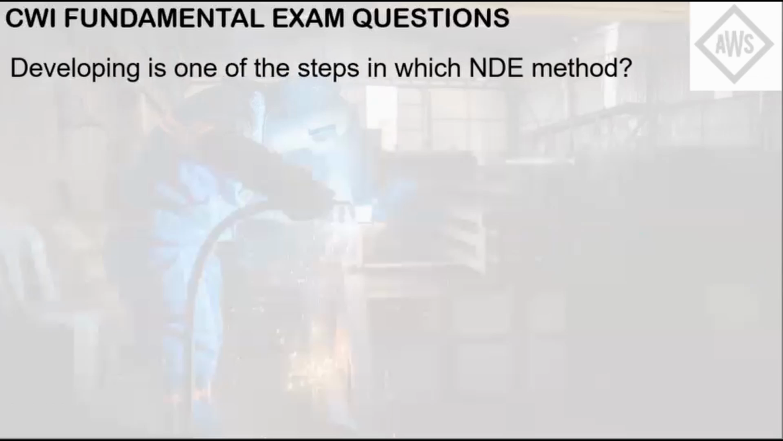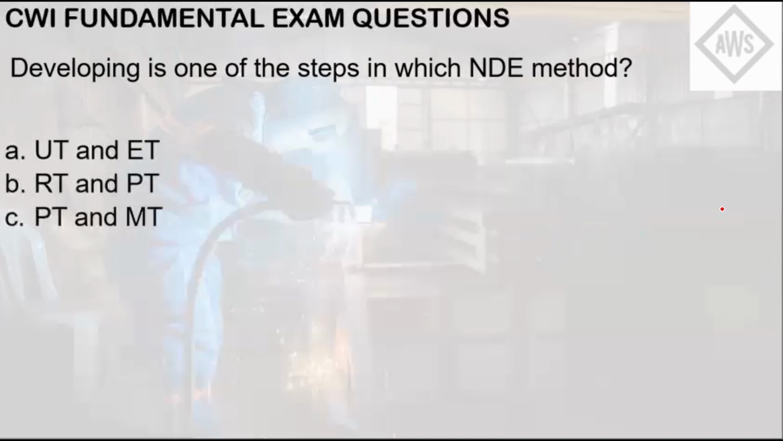Developing is one of the steps in which NDE method? Letter A, UT and ET. Letter B, RT and PT. Letter C, PT and MT. Letter D, MT and ET. Or letter E, VT and PD.